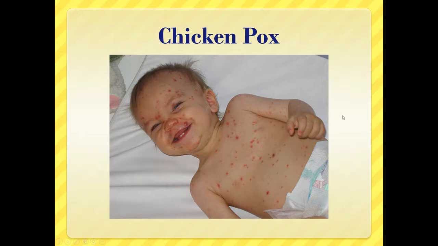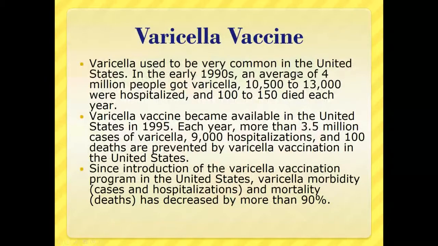Chickenpox tends to be relatively mild, but again, herpes viruses, they can travel all over the body. They live on the nerves. They can make their way to the brain. Varicella can cause encephalitis, and some children have died from the chickenpox. You see there 100 to 150 people died each year. The vaccine became available in 1995.